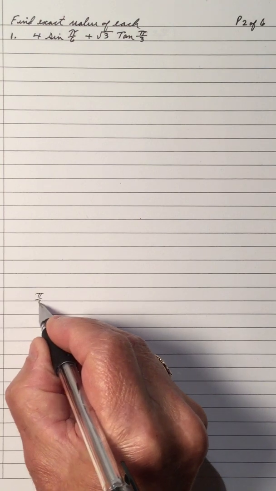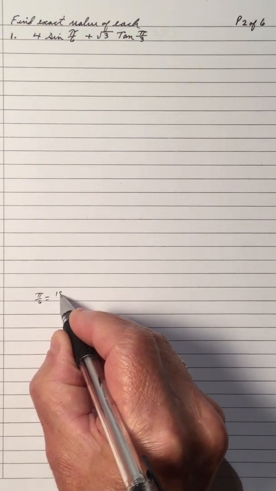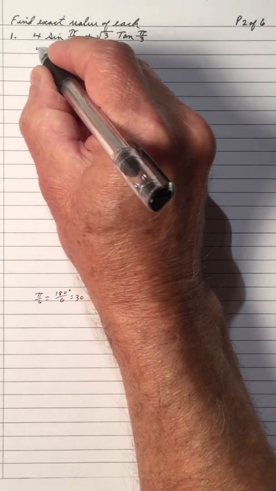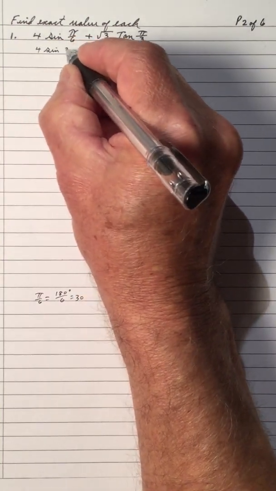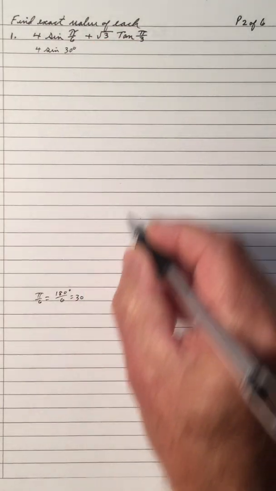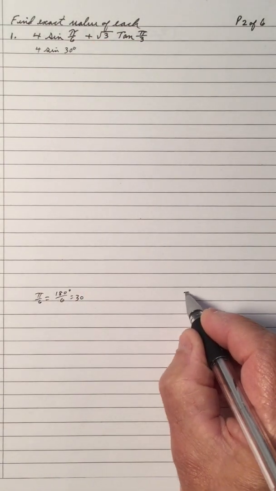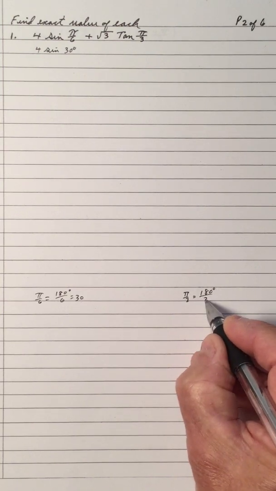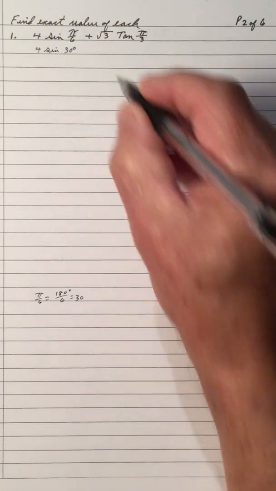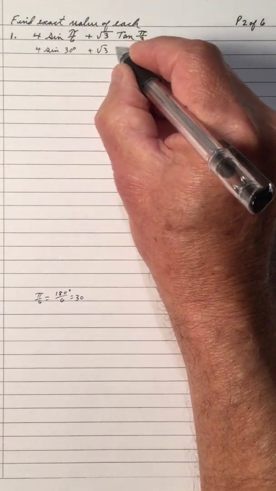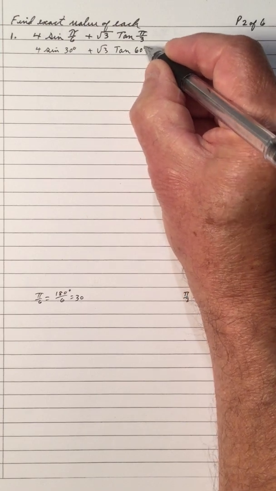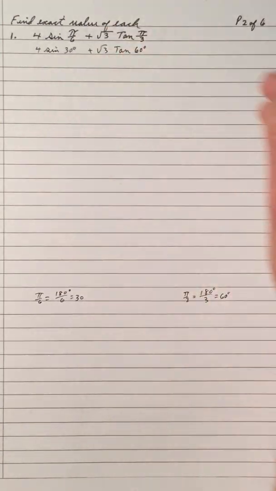So, let's look at pi over 6. Pi over 6 is 180 divided by 6, so that's 30. So that's 4 sine 30. And pi over 3 is 180 divided by 3, which is 60. So what I do, I convert the radians to degrees, because it's easier to work in degrees.